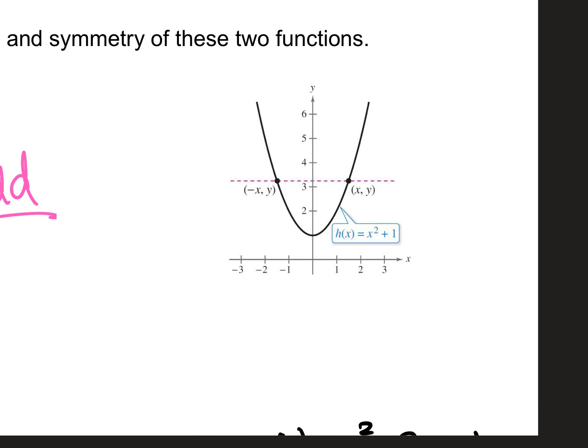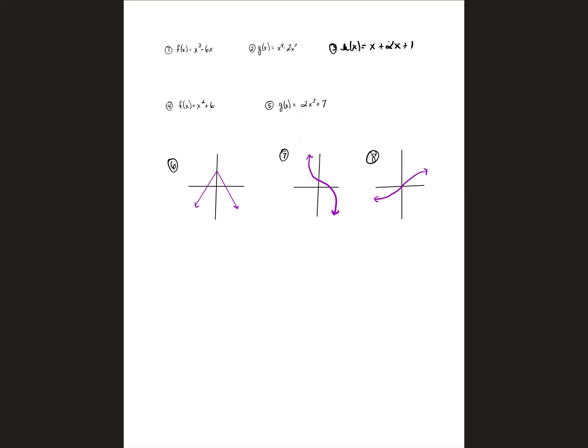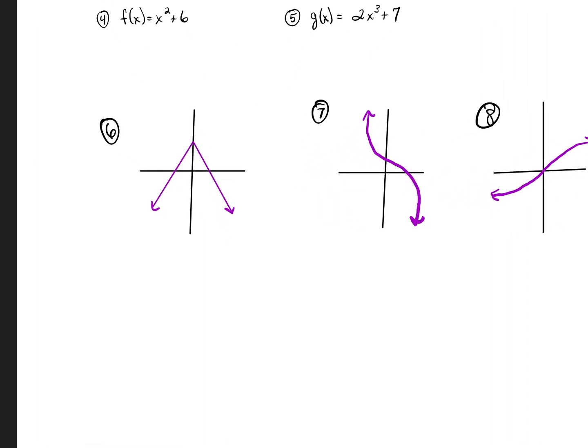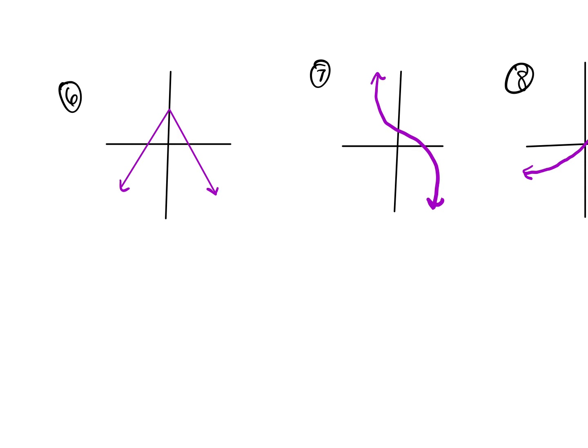Looking at our next example, we can see that it is symmetrical about the y-axis because we have that same image on the left and right side of the y-axis. So this would be an even function. All right, I'm going to look at 6, 7, and 8 first just to continue with the graphs. So 6, we can see that it's symmetrical about the y-axis, so this would be even.